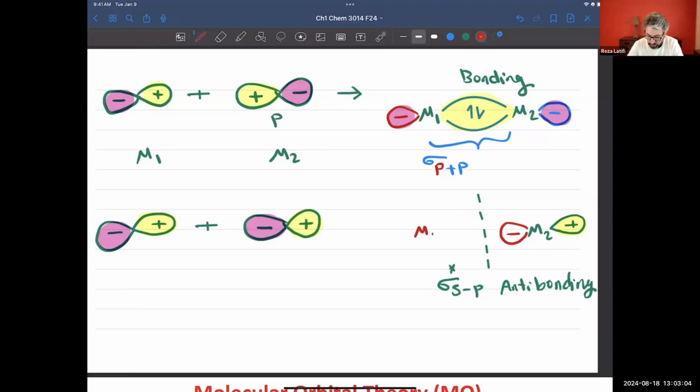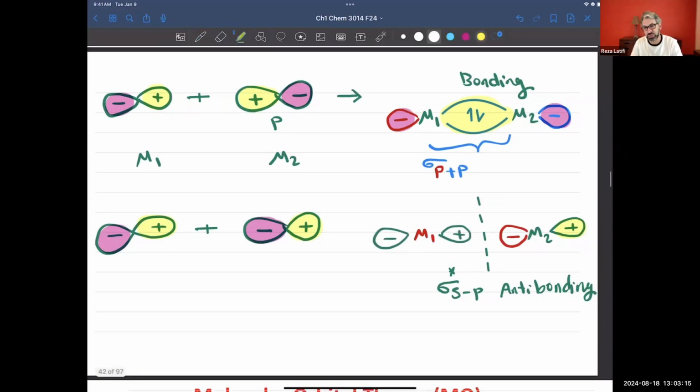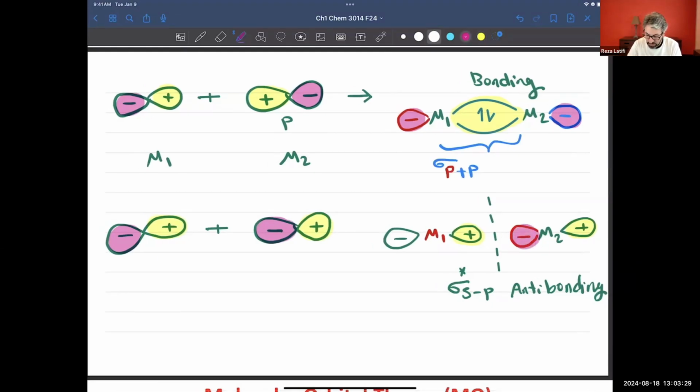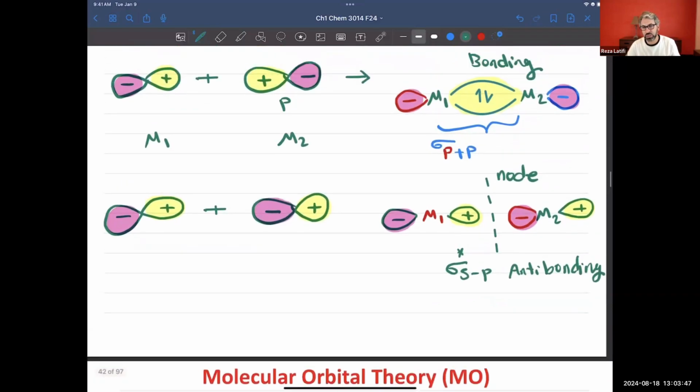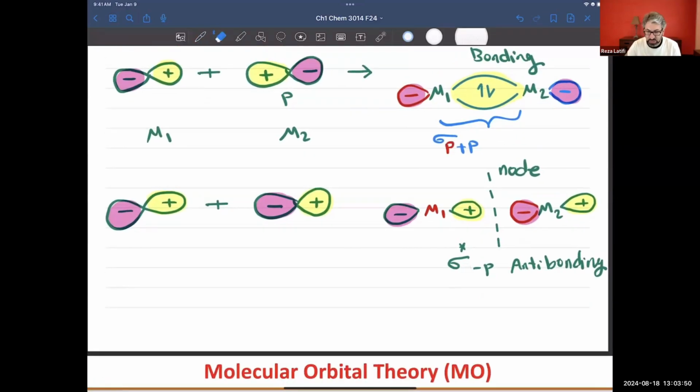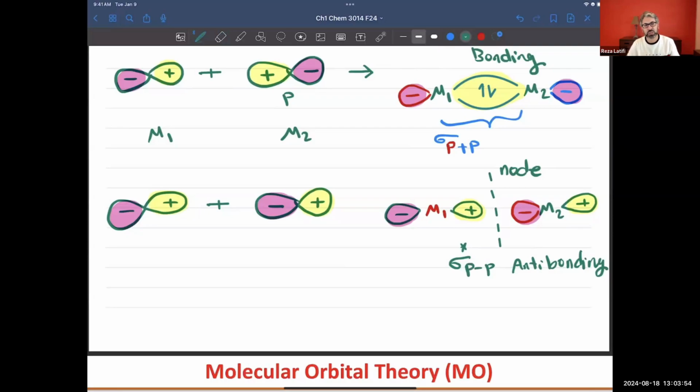Let's say I have M1, okay, and I have an orbital pointing this direction, another one pointing that direction. This is going to be positive, and that one is negative. And as you see, because we have different signs, positive pointing to the negative, we're not going to have bonding interactions. And every time I cross the dashed line, I'm changing the sign from positive to negative. So that means I'm dealing with a node. That's a node. And again, similar to the previous one, this is a node. And this interaction, I'm going to call it sigma star of PP. Okay, sigma star of PP.